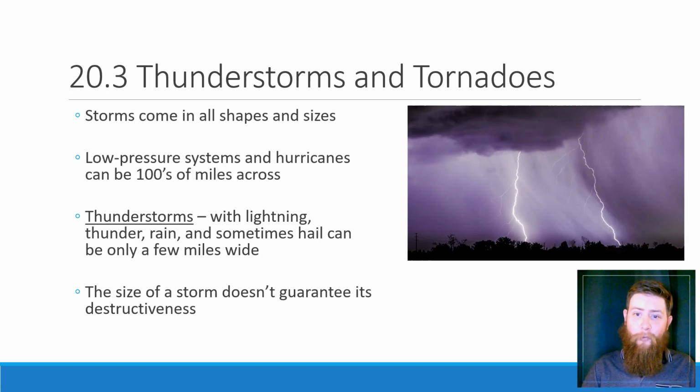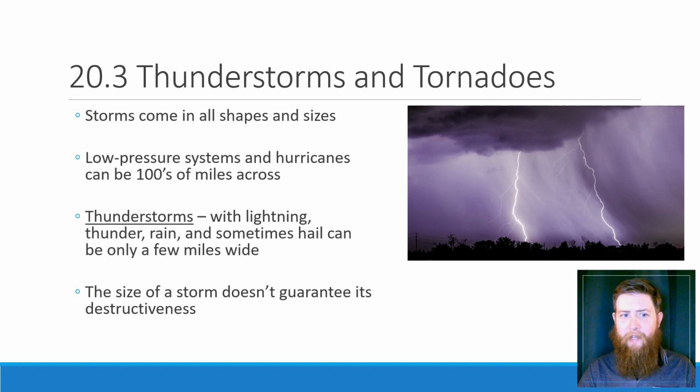Okay, now we're getting into the exciting parts of weather, when we get these very extreme events like thunderstorms and tornadoes. Storms come in all shapes and sizes. We get these low pressure systems and we get hurricanes. These weather processes can be hundreds of miles across, or it can get very localized, where we get scattered shower storms that are only happening in certain areas and are much smaller in comparison.